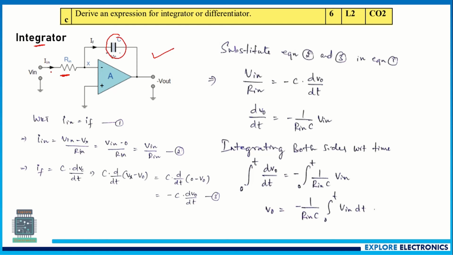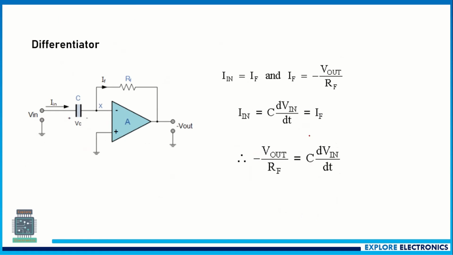So here I have taken In and If. Again these two are equal. Why? Because current flowing into the op-amp is 0. So derive for In and If, current through the resistor and current through the capacitor, and equating those two you will be getting this expression. And here we are interested in getting integration of Vin. So if we take integration on both sides, we will be getting this expression finally. This is the integrator output. In the similar way, we can derive the expression for differentiator also.